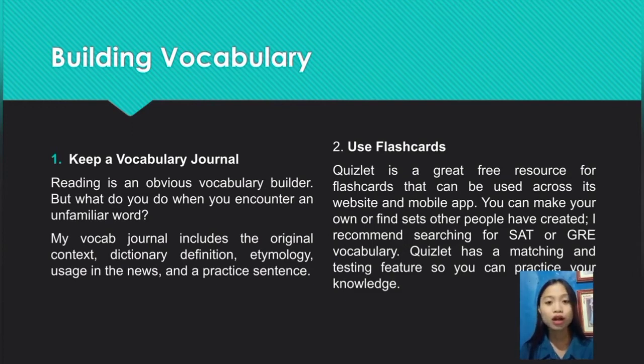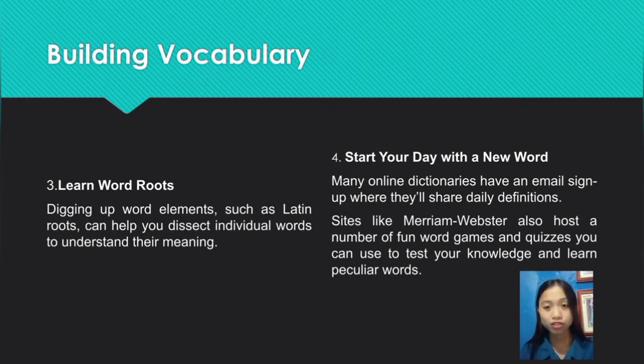Okay? Third, we have learn word roots. So what does it mean? Digging up word elements such as Latin roots can help you dissect individual words to understand their meaning. Take the word antebellum. Ante means before and bellum denotes war. So antebellum means before a war, although it's most often used to refer to the plantation era South before the American Civil War. You can then use this knowledge to better understand words that share those elements such as antecedent and belligerent.